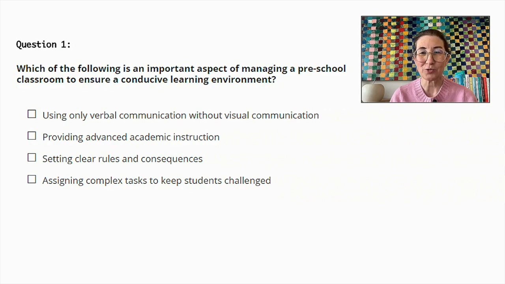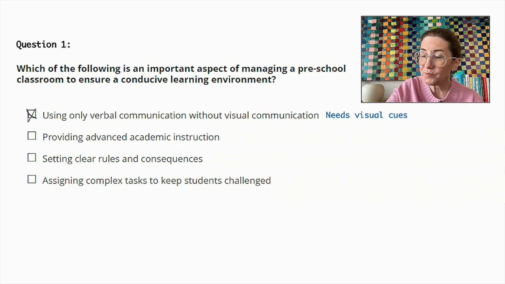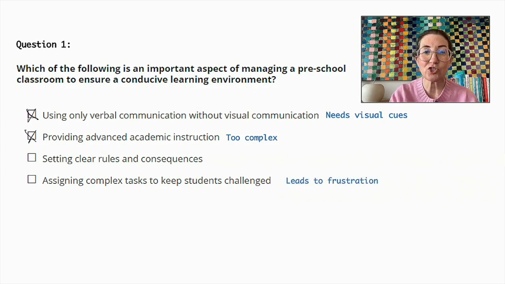In a preschool classroom, relying solely on verbal communication is not effective. Young children need visual cues and demonstrations to understand instructions. So we can cross that out. Advanced academic instruction can overwhelm them as they benefit more from age-appropriate, play-based learning. So we can also eliminate that. Assigning complex tasks leads to frustration since simpler structured activities suit their developmental stage. So let's rule that out as well.